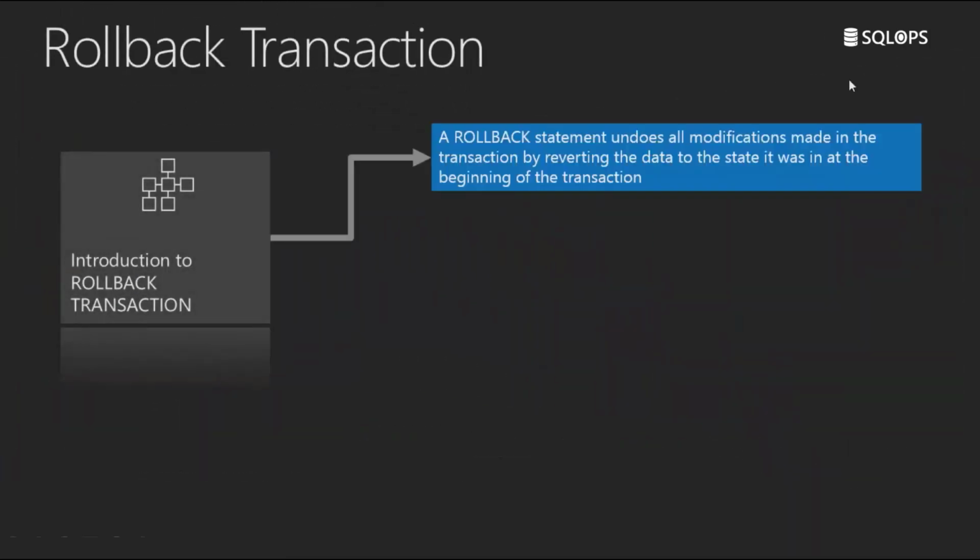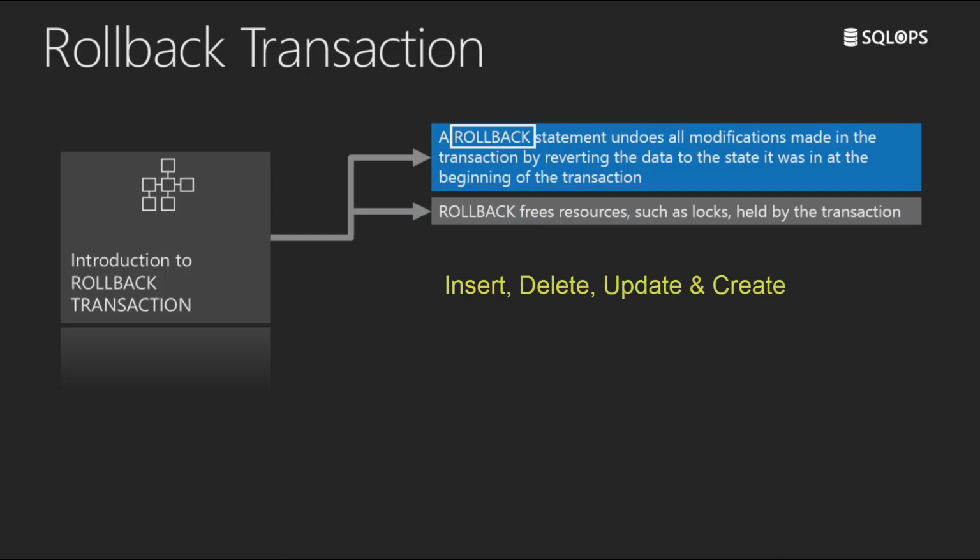In order to end a failed transaction, you'll use the rollback command. Rollback undoes any modifications made to the data during the transaction, reverting it to the state it was in when the transaction started. This includes rows inserted, deleted, or updated, as well as objects created. Rollback also allows SQL Server to release the resources, such as logs, that are held during the transaction's lifespan.